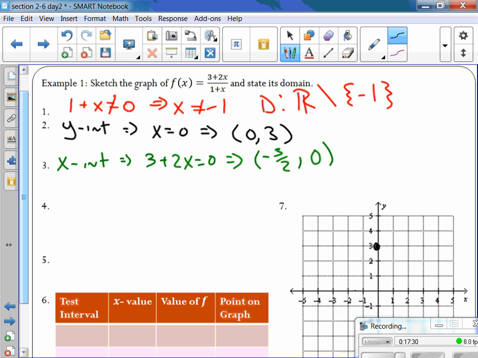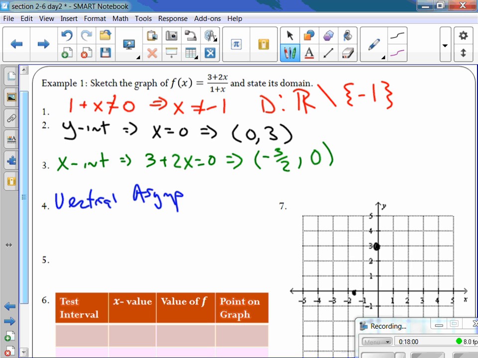Moving on, finding our vertical asymptote is always a tough one, right? Just because we've already determined our domain, we know when the denominator is equal to 0, or when we're excluding that point, it's the exact same thing as finding your vertical asymptote. x equals -1.